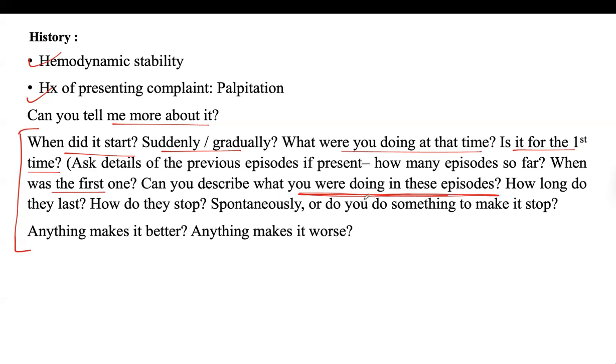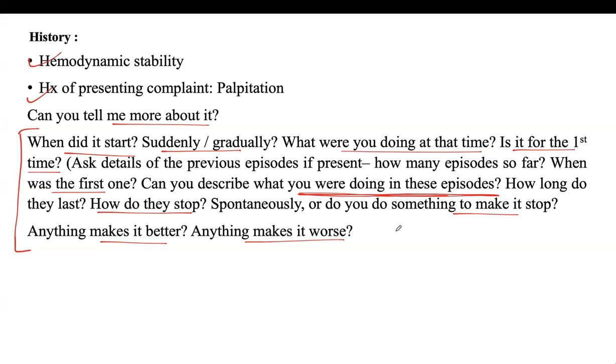Then ask how long each of these episodes lasts and how they stop. Do they stop spontaneously, or do you need to do something about it to make it stop? Anything that makes it better, anything that makes it worse. You can also ask, what have you done so far? Have you seen any doctor for it? Have you done any investigations? So if there is a previous episode, we can ask all of these questions one by one.